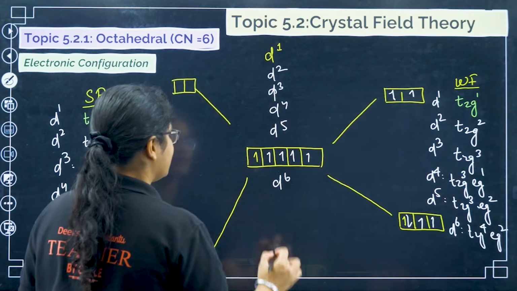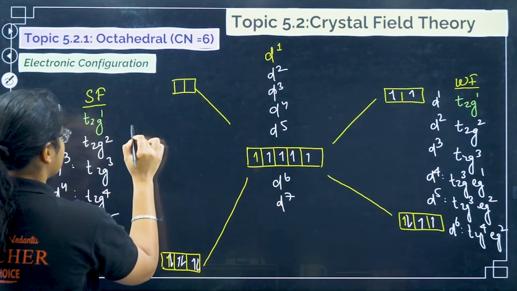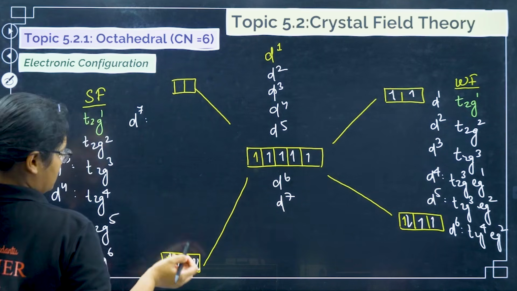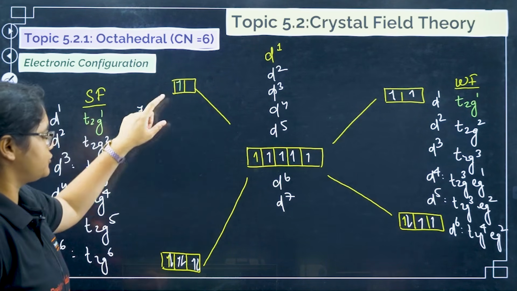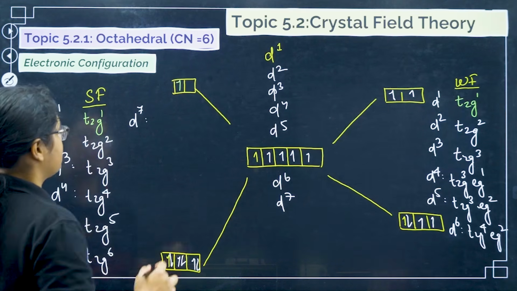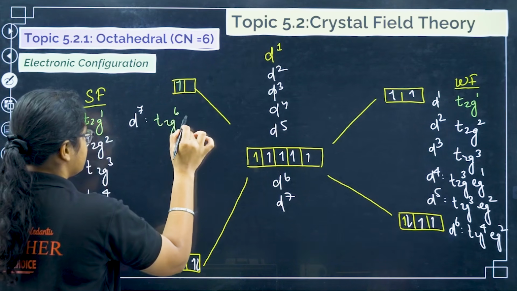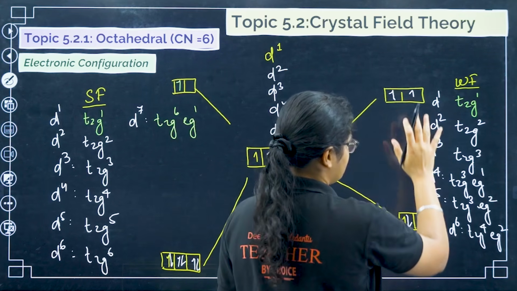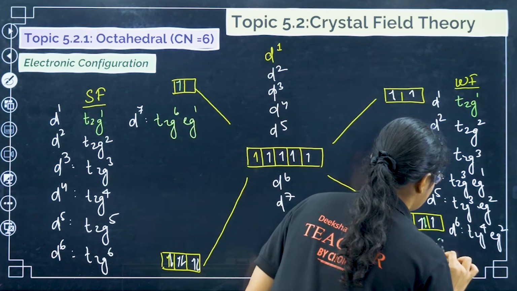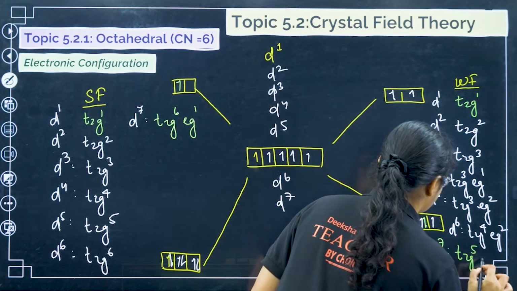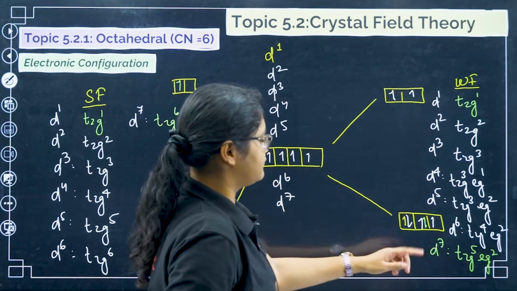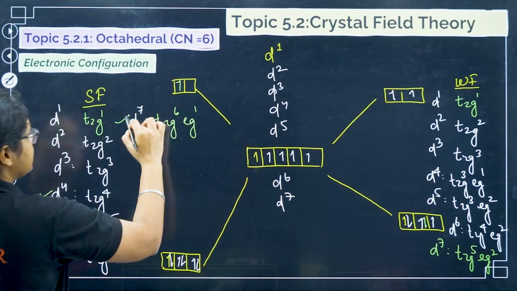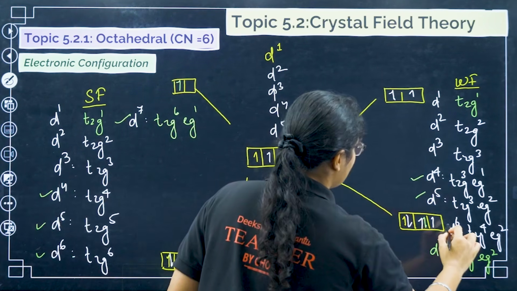Okay, now coming to d7. If I have the d7 configuration now, here the 7th electron has to move here. There is no other option. Already this is occupied. The 7th electron moves here, so I will get t2g6 eg1. Here also the 7th electron has to pair up here because it doesn't want to go to the higher energy level. So here I will get t2g5 eg2. Right, you can see the difference in configuration. So which configurations are different? d4, d5, d6, d7, between strong field and weak field ligand.